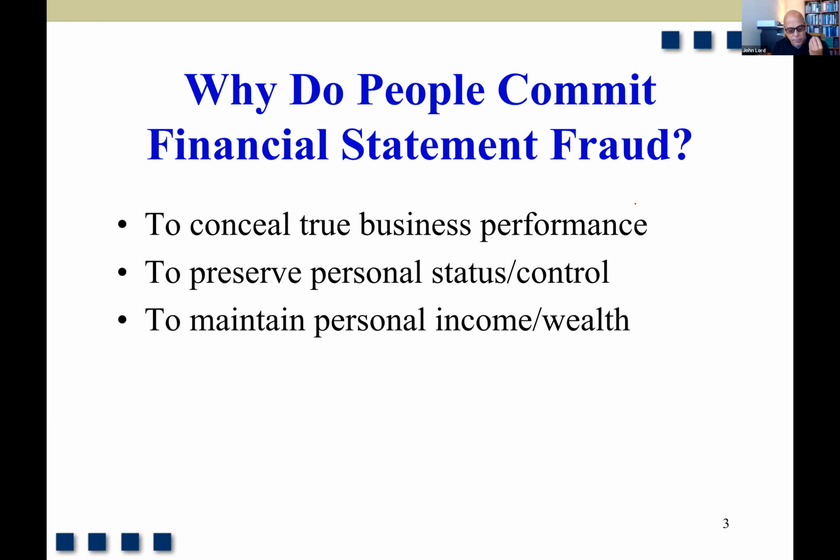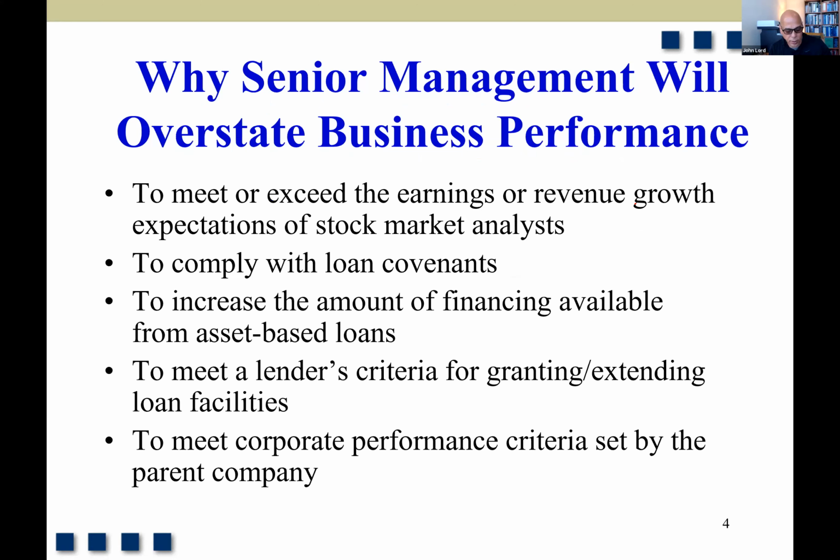Okay. To preserve personal status, right? Nobody wants to be part of a failing entity. And also to maintain personal income wealth. I need my company to look better so that I can get to a larger percentage, revenue percentage, whatever. Maybe there's some sort of incentive, right? Incentive and pressure package. So all of these reasons would probably fit under the incentive and pressure broader category that we talked about last time in the fraud triangle.